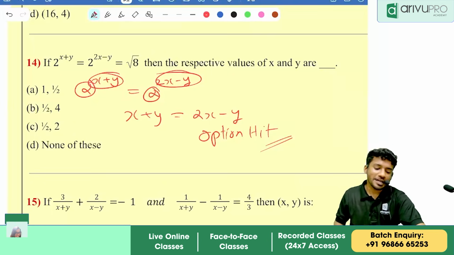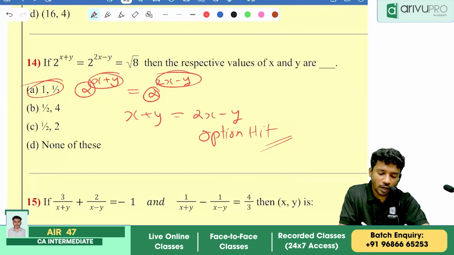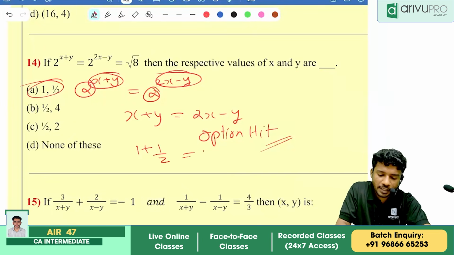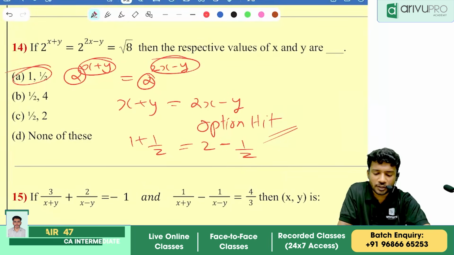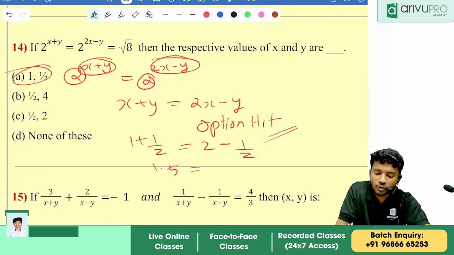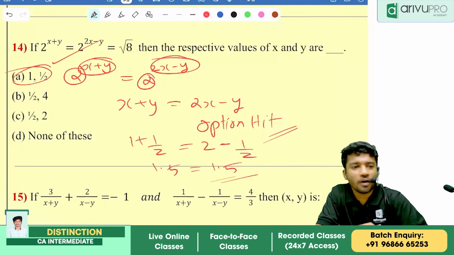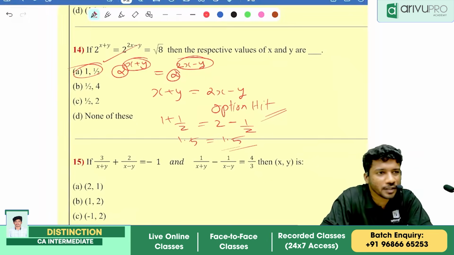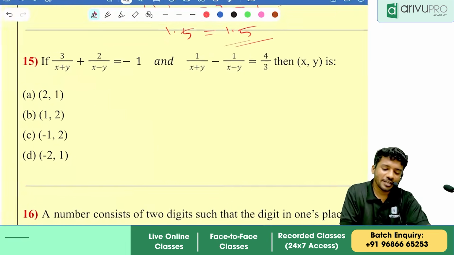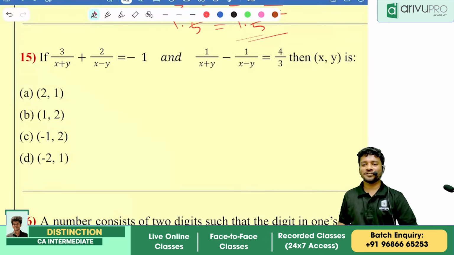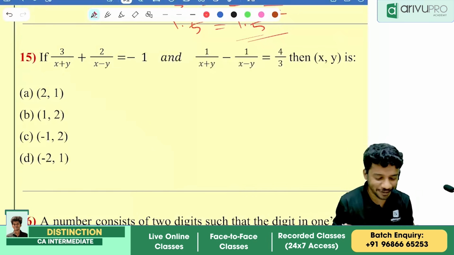Try option hit. First equation. x is equal to 1. 1 plus 1 by 2, minus 2 minus 1 by 2. How much is the answer? 1 plus 1 by 2 is how much? 1.5. 2 minus 1 by 2 is how much? 1.5. So which option is the answer? Option A is the answer. This is the method, people. Very, very easy. We have studied a lot of things in school, which we are unlearning and relearning over here.